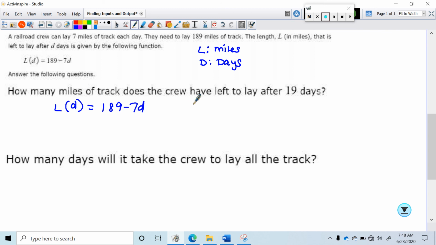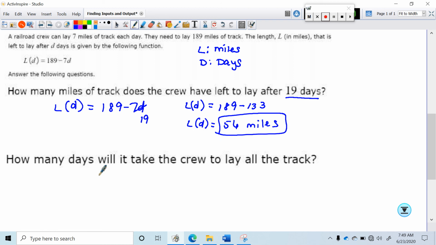How many miles of track does the crew have left to lay after 19 days? So I'm going to replace D with 19. So I get L of D, the length, equals 189 minus 7 times 19, which is 133. And then 189 minus 133 is 56. So he has 56 miles left after 19 days.